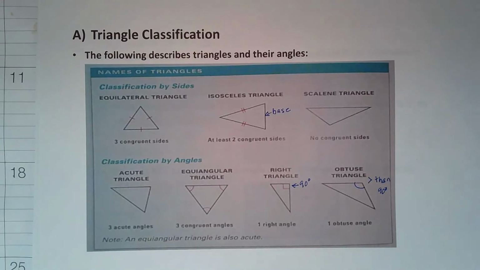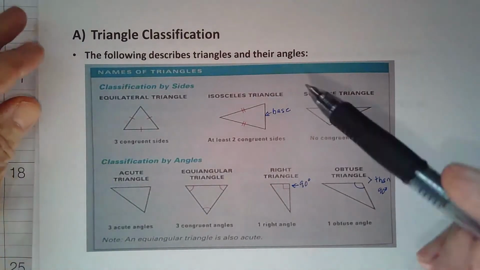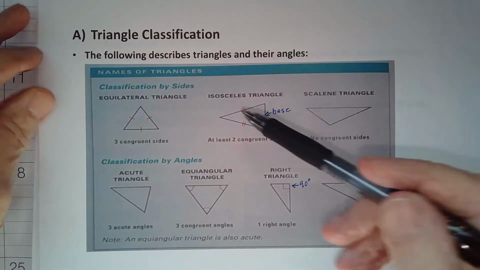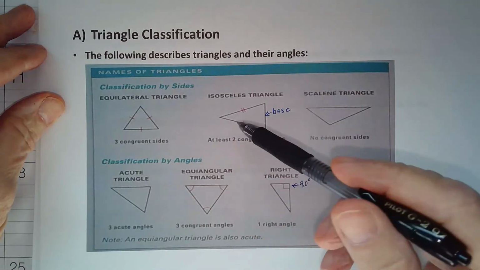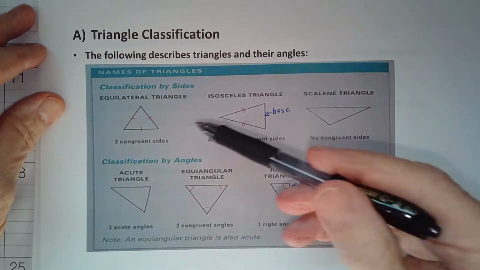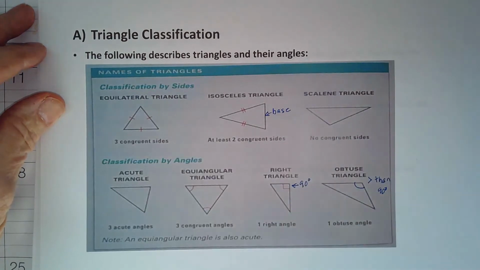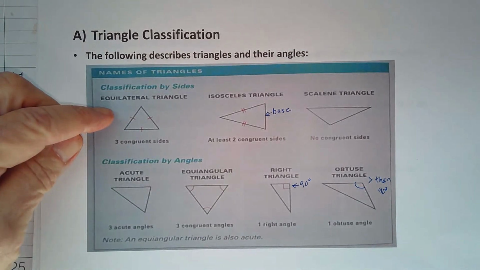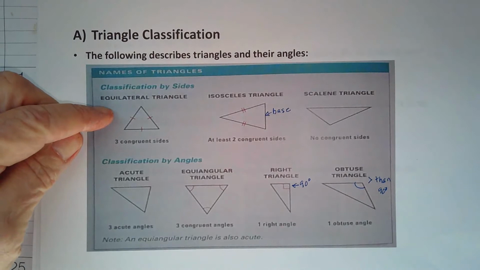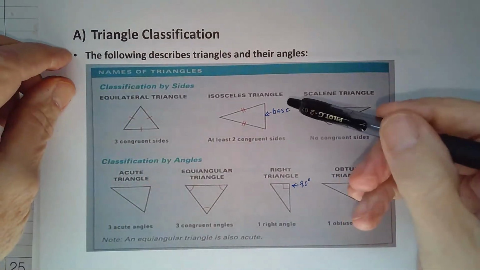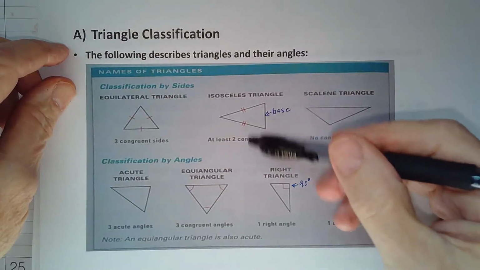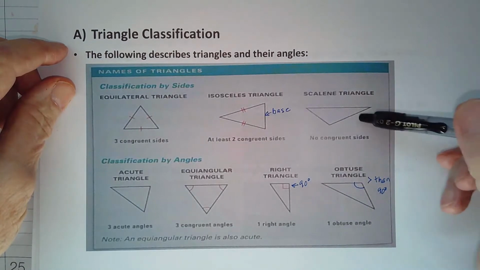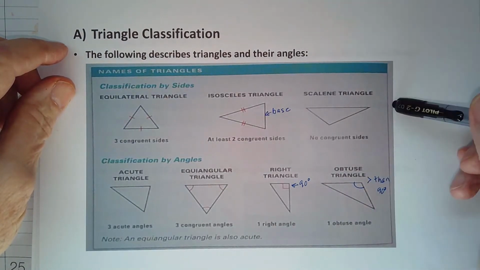Let's do a little triangle classification. So triangles are classified by their angles and by their sides. So the first section here is a classification by side. So you see three triangles. The first one's an equilateral triangle. It has three congruent sides. That's this one, and you see the tick marks. The second one is the isosceles triangle, which is similar to an equilateral triangle, but instead it has to have two congruent sides. The third side is called the base. And then you have a scalene triangle, and it has no congruent sides at all.